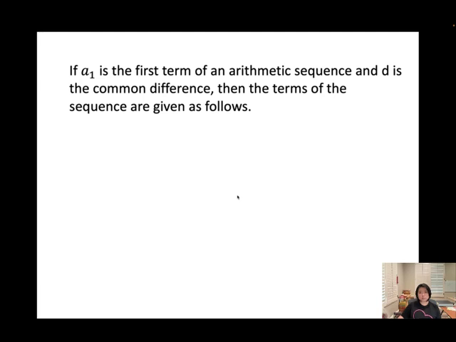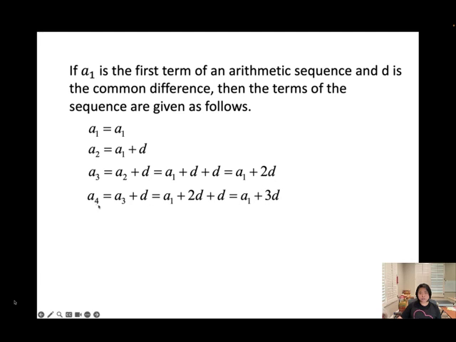If a1 is the first term of an arithmetic sequence and d is the common difference, then the terms of the sequence are given as follows. a1 equals a1, and a2 is a1 plus d. a3 is a2 plus d, and then we plug in the previous expression, so a3 equals a1 plus 2d. Keep going: a4 equals a1 plus 3d. One more, a5 equals a1 plus 4d.